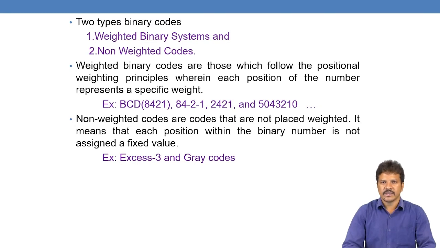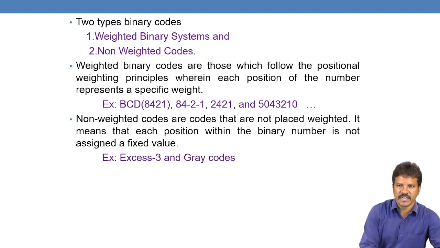So for these binary codes, one way is weighted codes, another is non-weighted codes. What are weighted binary codes? Weighted binary codes are those which follow the positional weighting principle, in which each position of the number represents a specific weight. For example, starting from the LSB, the first bit is represented with a weight. In binary representation, the first LSB bit is represented by 2 power 0, the next bit by 2 power 1, the next bit by 2 power 2, likewise.